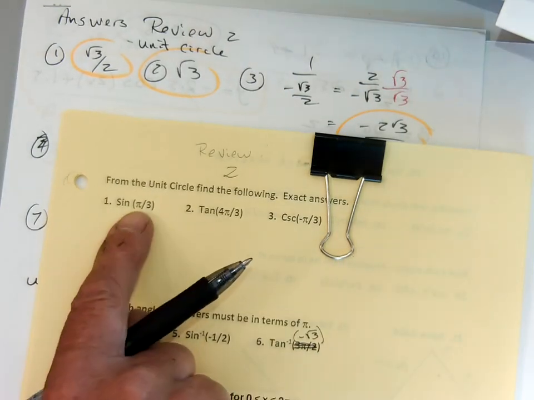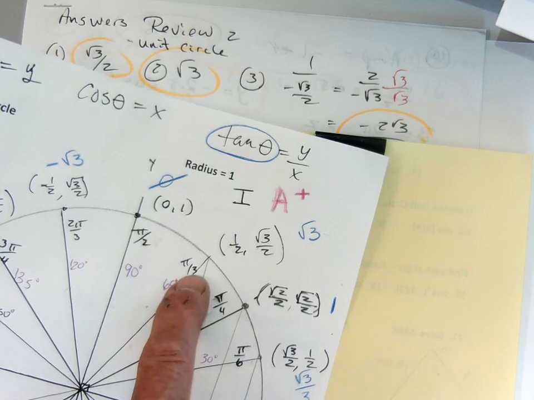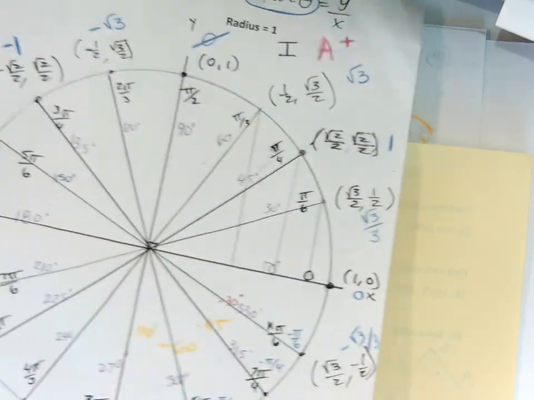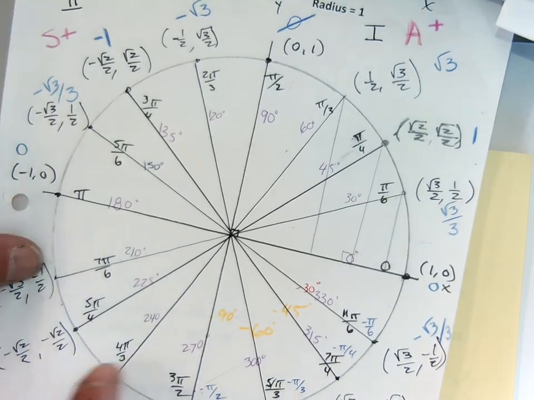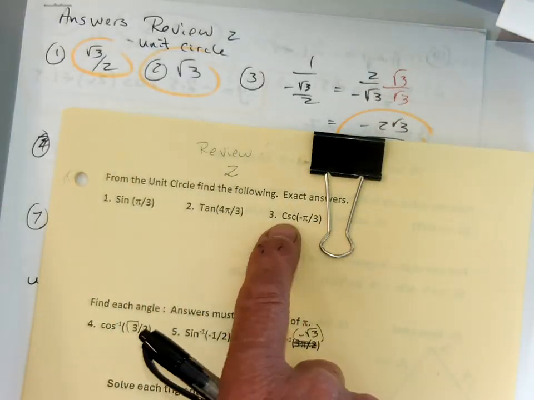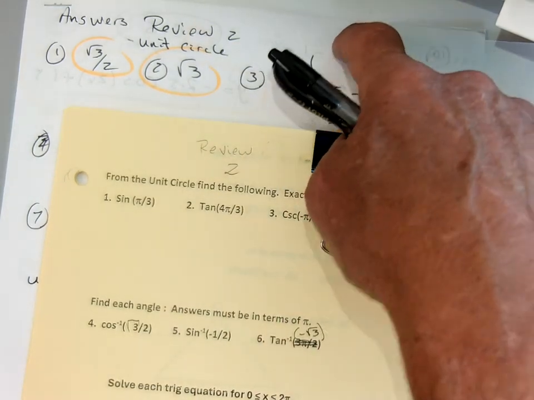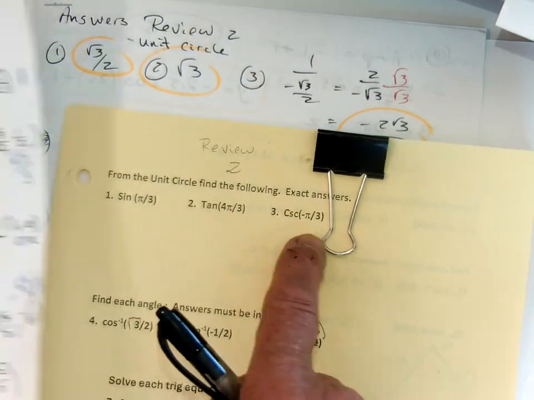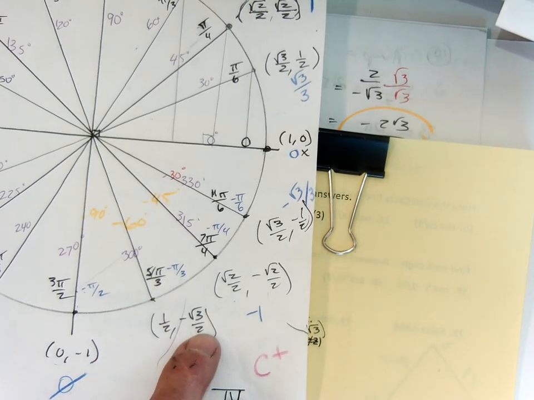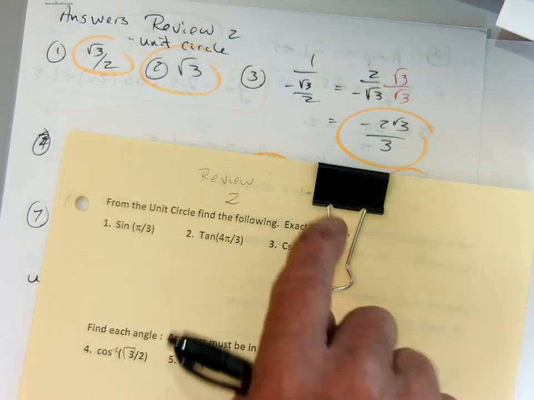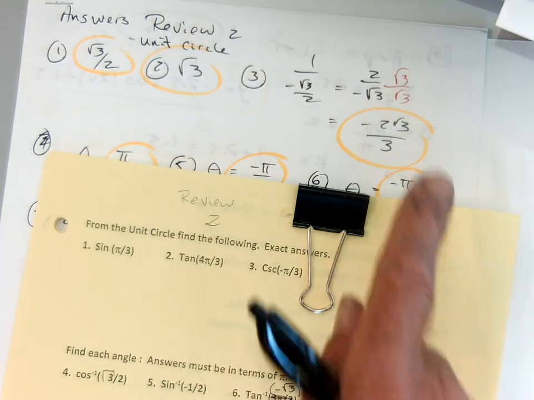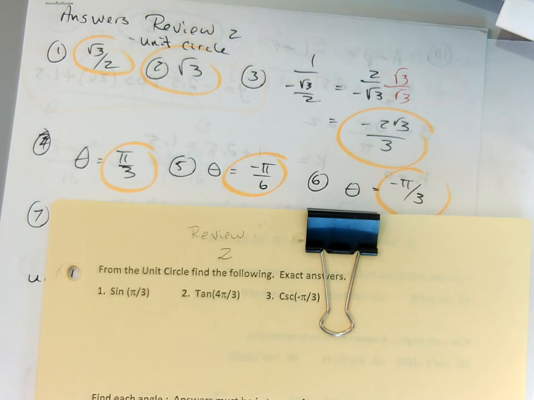So you want sine of pi thirds, sine's the y value, boom. You want tangent of 4 pi thirds, tangent value, there it is, square root of 3, boom. You want cosecant, which is 1 over the y value. So let's go to negative pi thirds, which is here. 1 over the y value, which is 1 over negative square root of 3 over 2. I flipped it, right? And then I rationalized it. And I got a negative 2 square root of 3 over 3, okay?